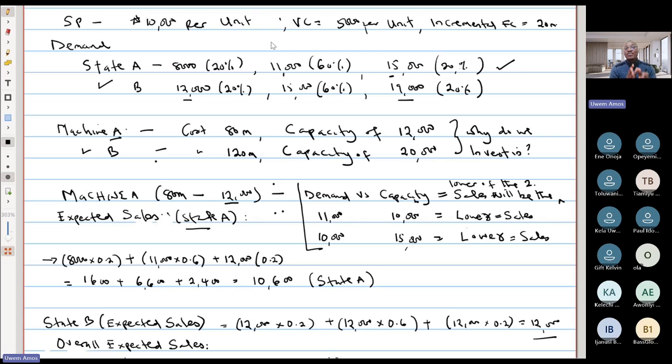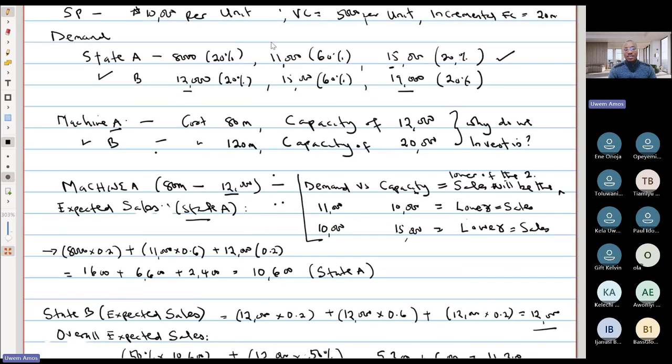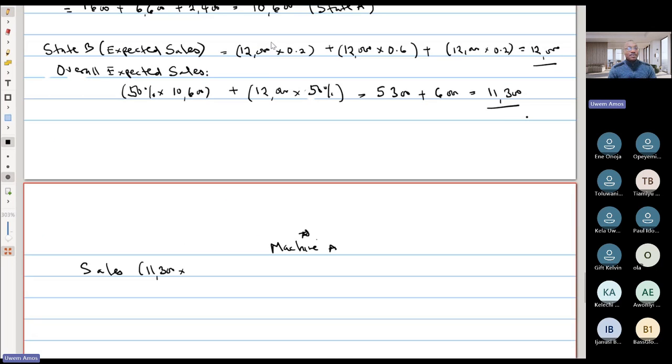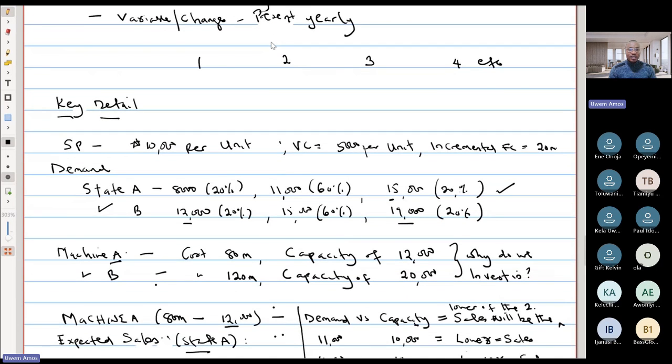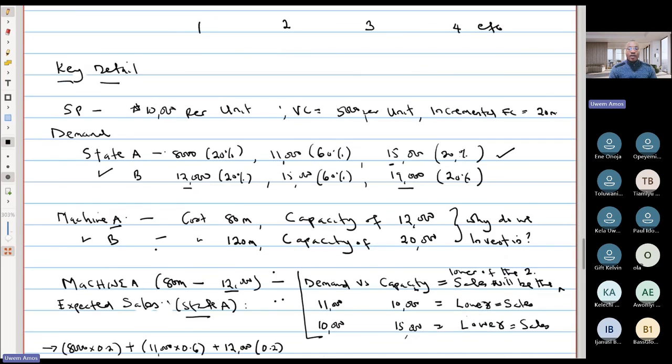Okay, so we're going to do the exact same thing for machine B as we've just done, but we're now in machine A. So we've calculated the overall expected demand, which is 11,300 units for machine A. What is our sales price from the question? I think we wrote it down somewhere so that we don't have to go back over and over. It is 10,000 naira per unit.